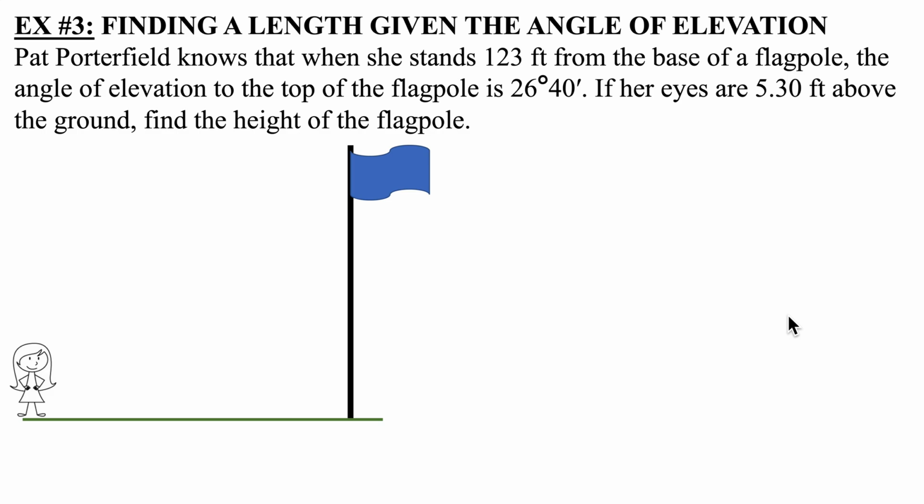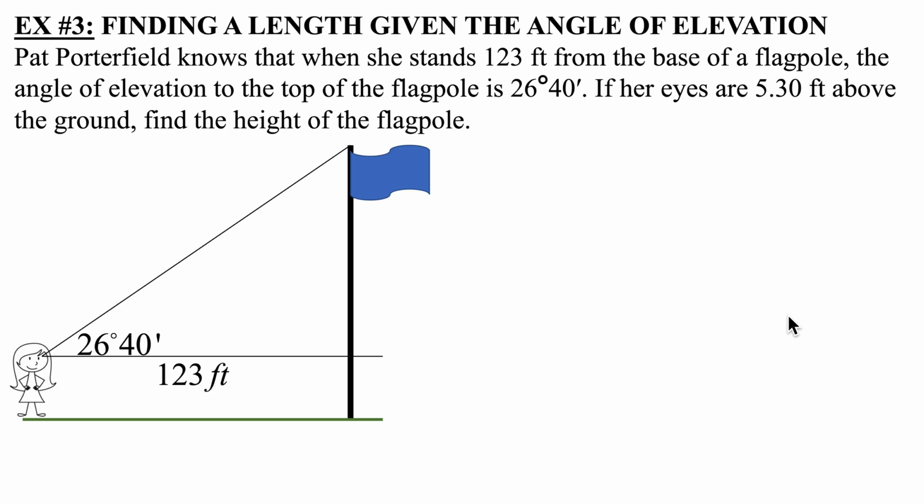She says, okay, I know that when my line of sight, my eyes are at 5.3 feet above the ground, that's your horizontal, her line of sight hits the top of the flagpole. And this happens when she's 123 feet away from the flagpole. And her angle of elevation is 26 degrees 40 minutes. And again, her eyes are 5.3 feet above the ground. So we're going this far up the pole. So the remaining distance, we'll call that X. So my height of that flagpole is to add those two together. So we'll say H equals X plus 5.3.